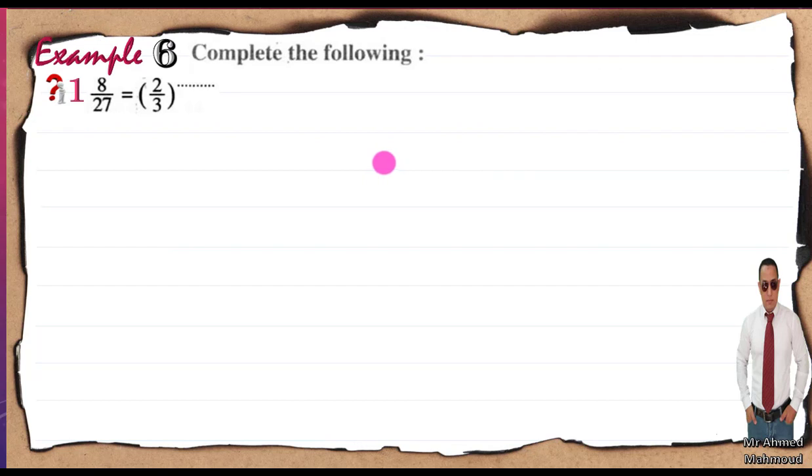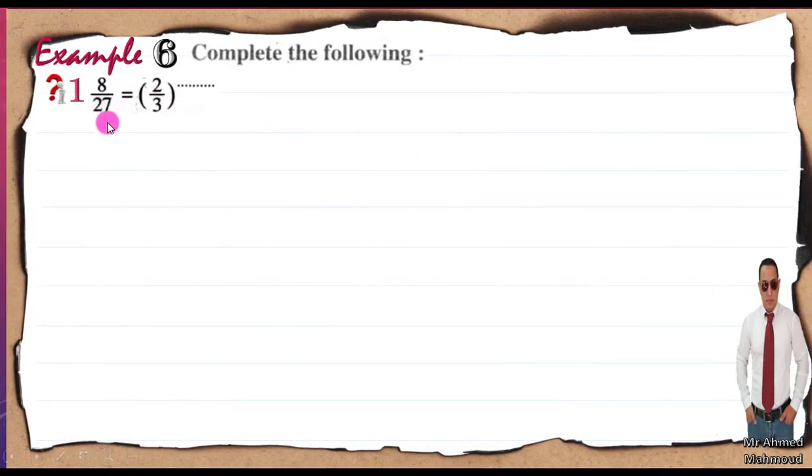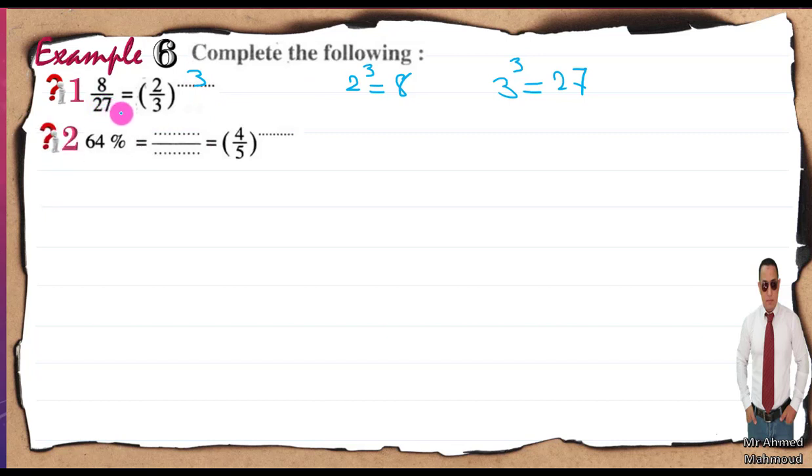Okay, in this example, 8 over 27 equal 2 over 3 to the power of what? Okay, now we know that 2 power 3 equal 8 and 3 power of 3 equal 27, or you can check by using your calculator. Okay, again 2 power of 3 equals 8 and 3 power of 3 equal 27. So the fraction 2 over 3 all power of 3 equals 8 over 27.